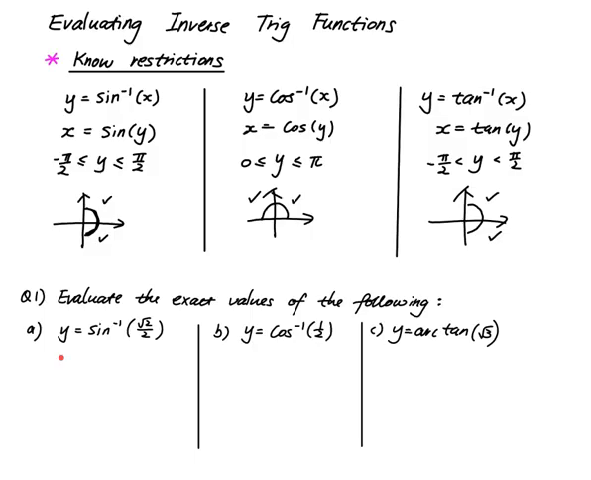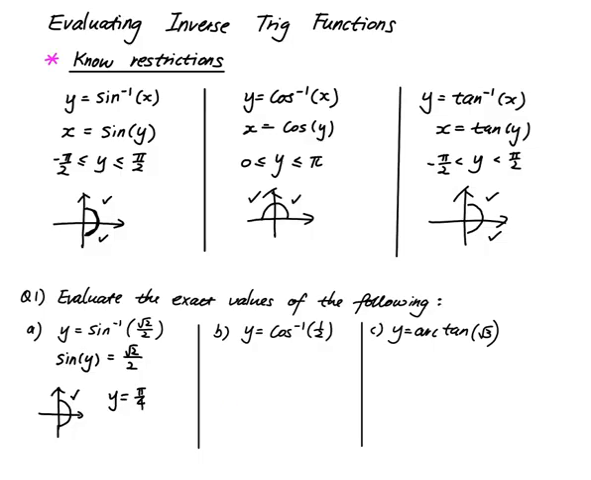So I can rearrange it, so sine y will give us root 2 on 2. Now, the angle must be between negative pi on 2 and pi on 2, so that means it has to be in the first quadrant or the fourth quadrant. And the only quadrant where the angle will give a positive sine value is the first quadrant, so therefore I can say y is pi on 4.